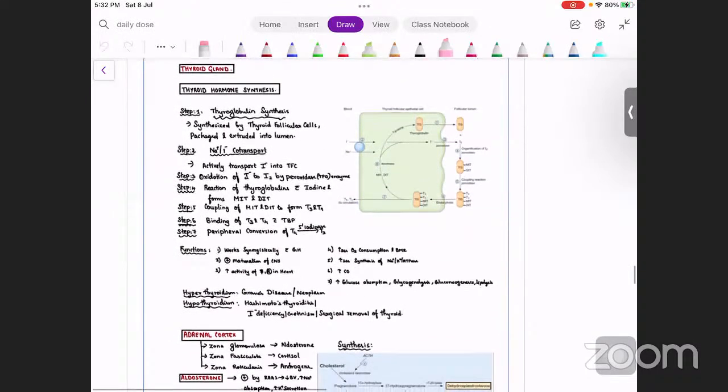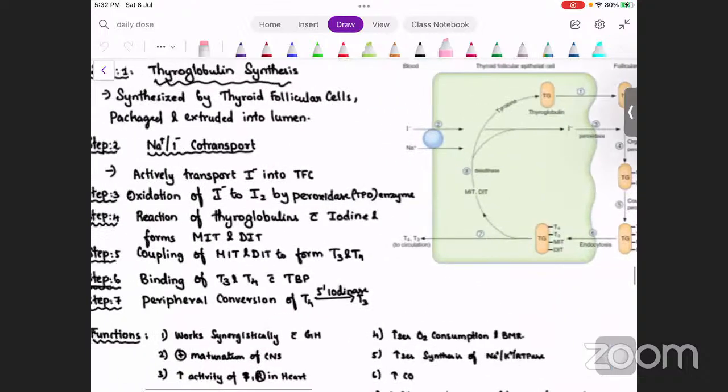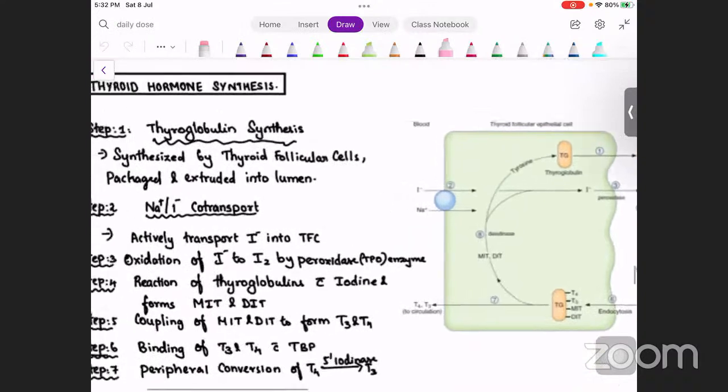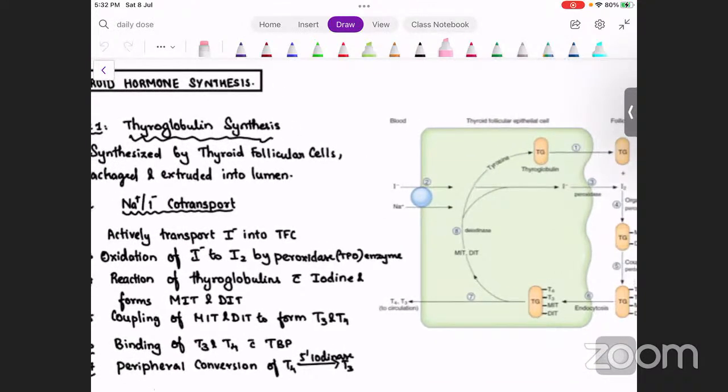Shall we move on to the thyroid gland? So moving on to the thyroid gland, we have thyroid hormone synthesis, people. The first step is thyroglobulin synthesis. Thyroglobulin is synthesized by your thyroid follicular cells.